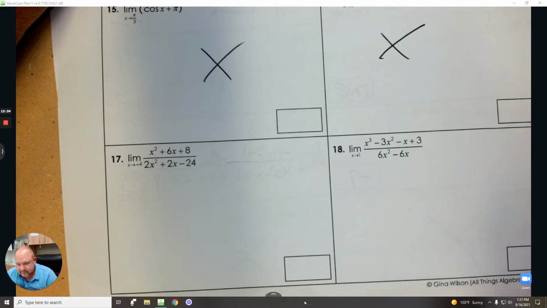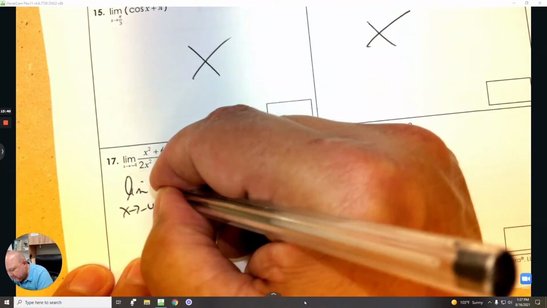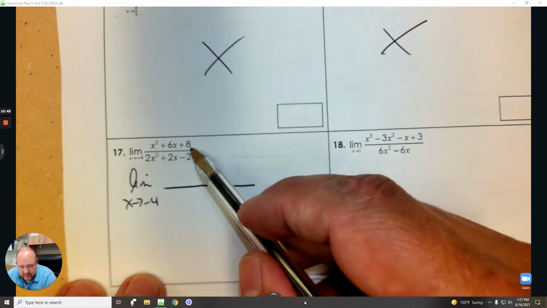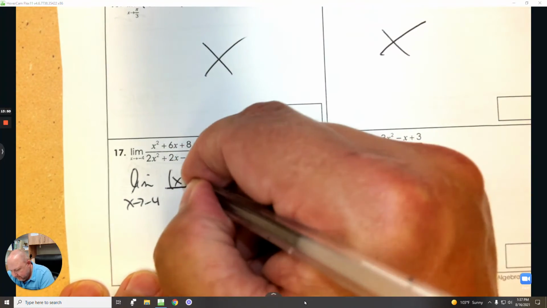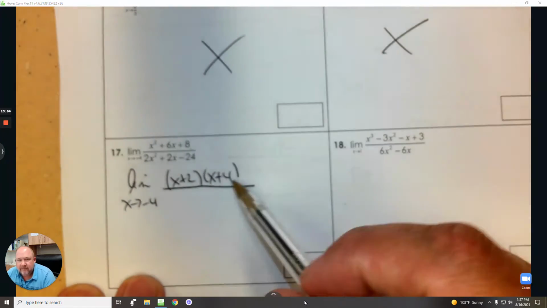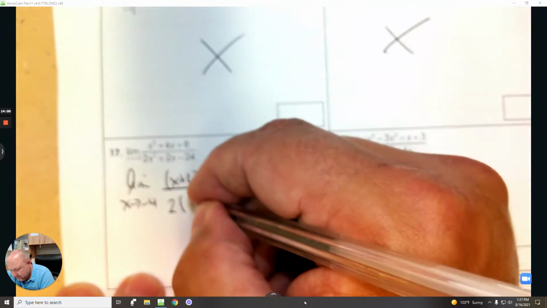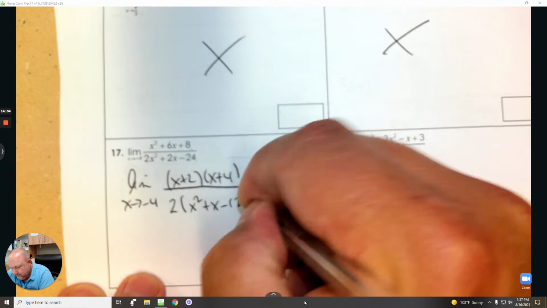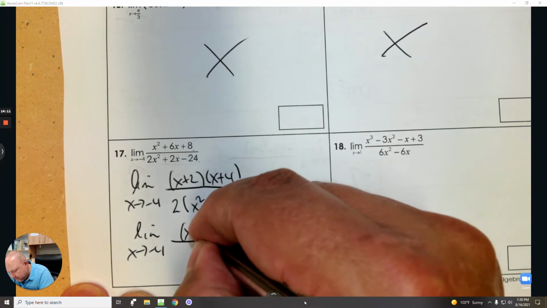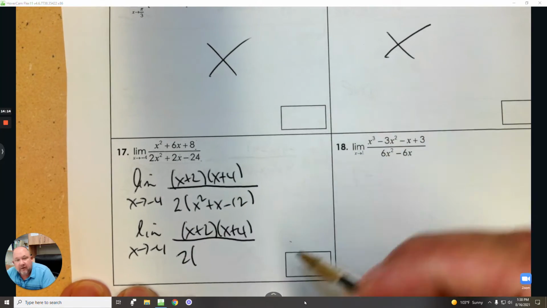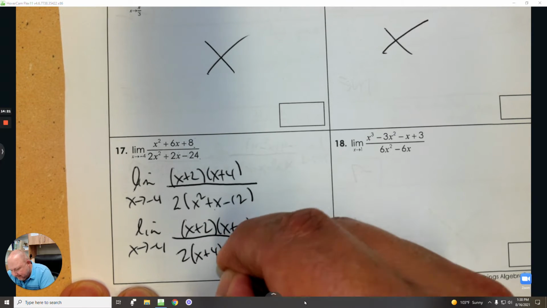Number 17, again, it's helpful to factor first to be able to see it better. So if I ask you to factor the numerator, could you do it? Two numbers that multiply to 8 and the same two numbers add to 6. Now the denominator, the first thing I notice is there's a common factor. 2 goes into each term. So divide out a 2. And then you can factor further after that. So two numbers that multiply to negative 12 and add to 1 would be positive 4 and negative 3.